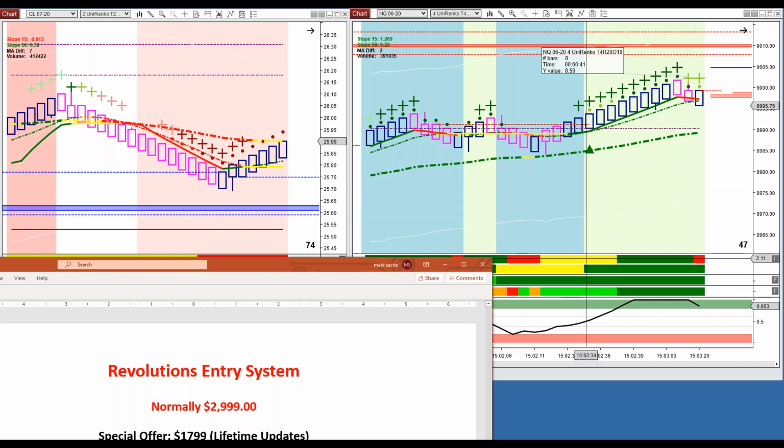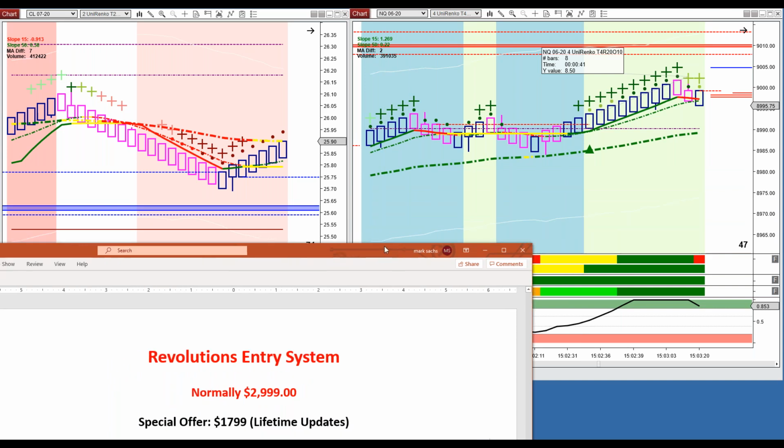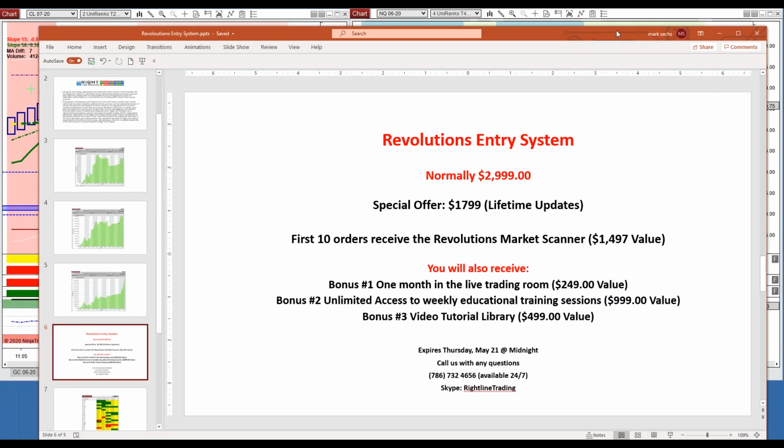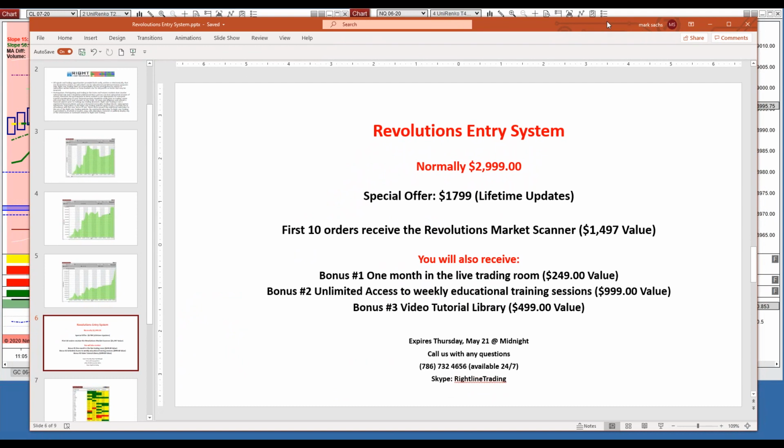Now, you don't have to look at the software if you don't want to. You can take it and squeeze it and eliminate it. But if you want to trade the software like I do in the trading room, you get everything. I mean, this is a brand new package and it's very comprehensive.